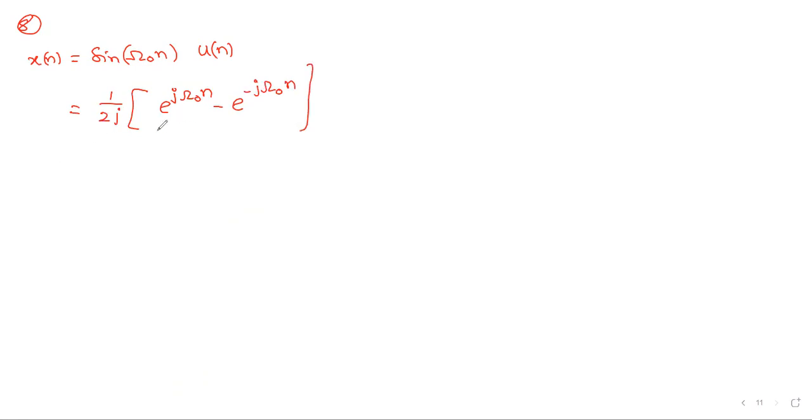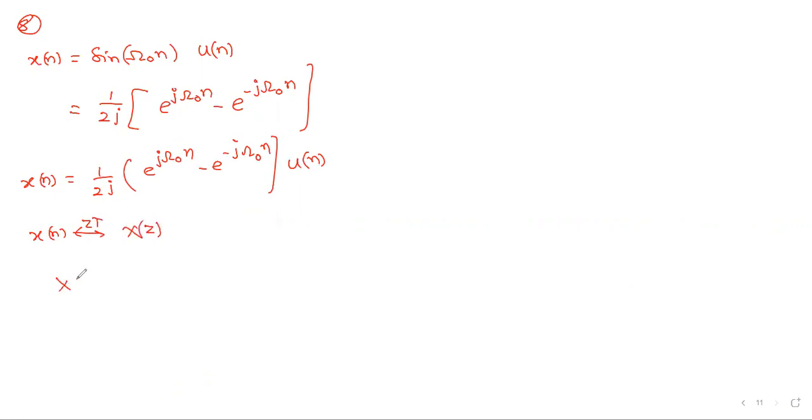Now you just substitute in this x of n, 1 by 2j times e power j omega naught n minus e power minus j omega naught n, into u of n. So what is the x of n z transform? X of n z transform is X of z. What is X of z? Summation n equal to minus infinity to infinity x of n z power minus n. So now here I will write the x of n value here.